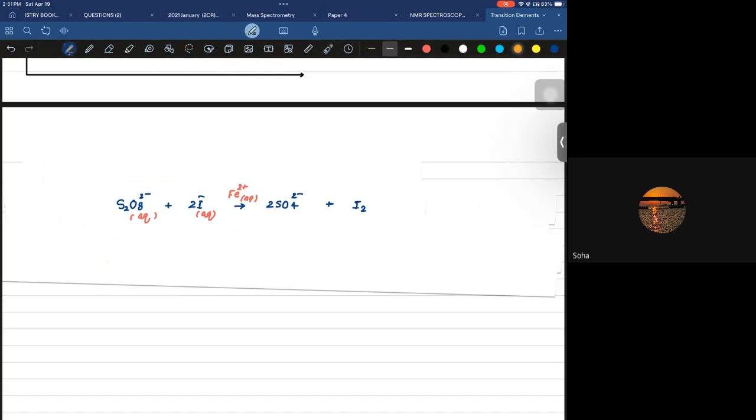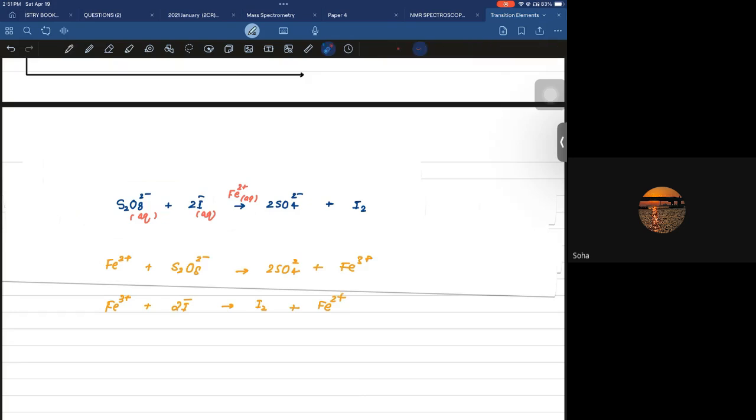First of all, iron 2 plus would be reacting with S2O8 2 minus. It would be forming sulfate ion and iron 3 plus. Iron 2 plus is oxidized and S2O8 2 minus is reduced. And in the second step, iron 3 plus would be reacting with I minus. It would be forming I2 and again iron 2 plus.